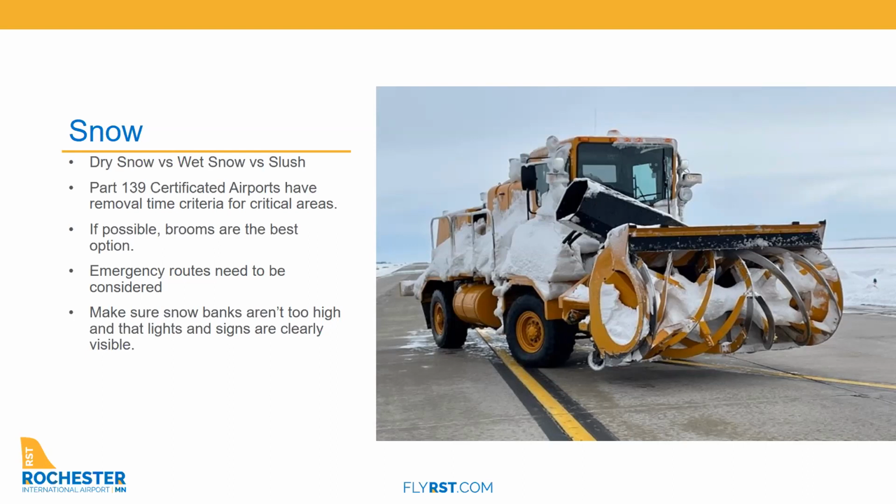Brooming just keeps the wheel tracks from getting pressed down into the pavement and keeps it at a much better runway. And then, one thing to consider too is emergency routes. If you have a gate that you've talked to the local fire department that they should come through, your mutual aid groups, you might want to take a look at that gate as well during inclement weather, because you don't want to be plowing that gate when you're trying to respond to an aircraft emergency. So just make sure those emergency routes are taken into account when you're doing your snow removal.